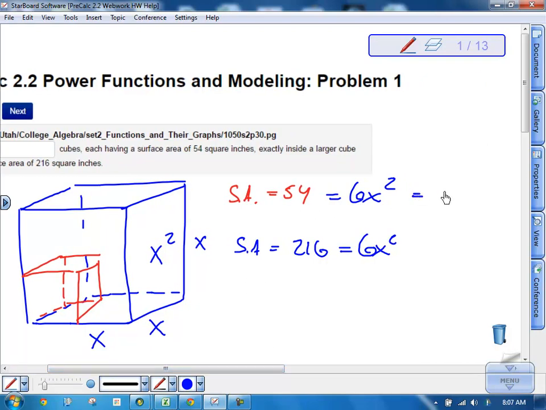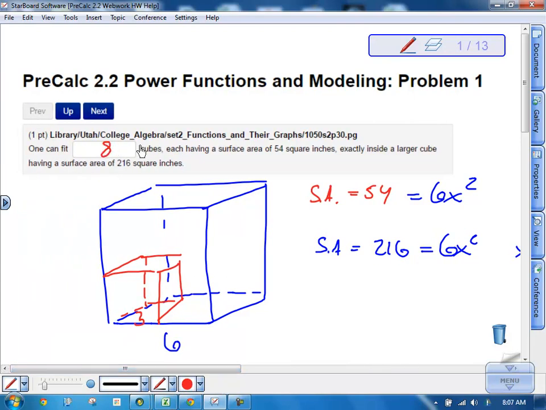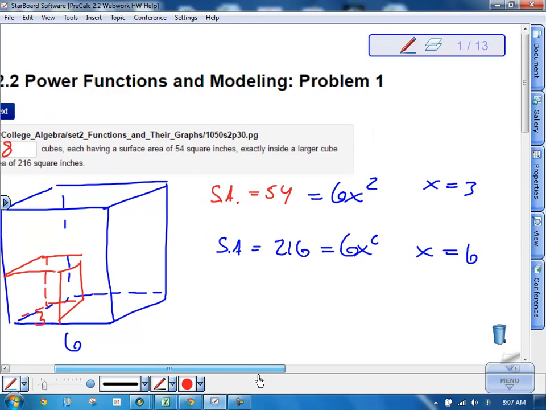Okay, if you do that for the first one, you get 3 for x. And for the next one, you get x equals 6. So the bigger side has length 6 for each side, and the smaller one has length 3. And so we have a situation where one cube has sides that are twice as long, in which case it would have 8 times the volume. You could actually fit 8 of these smaller cubes inside of the larger one. So our answer is 8 here.